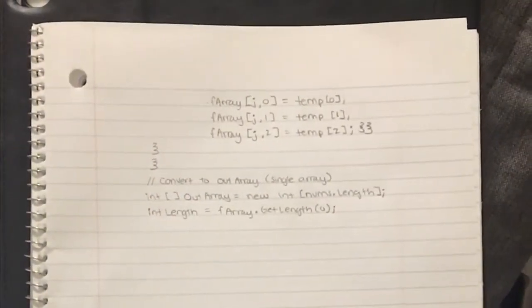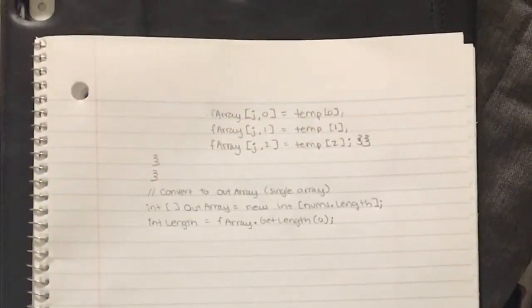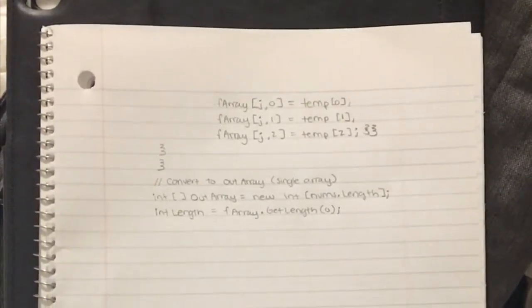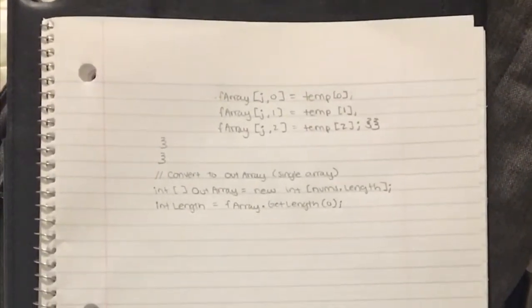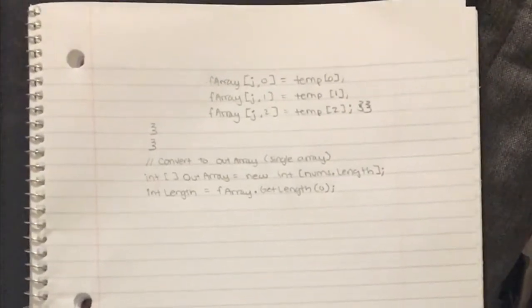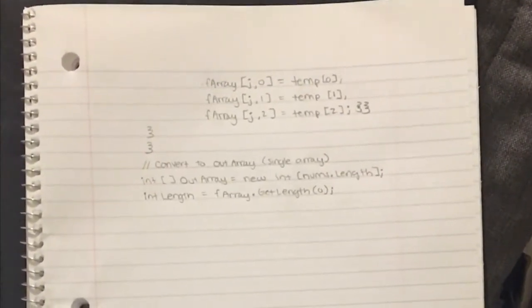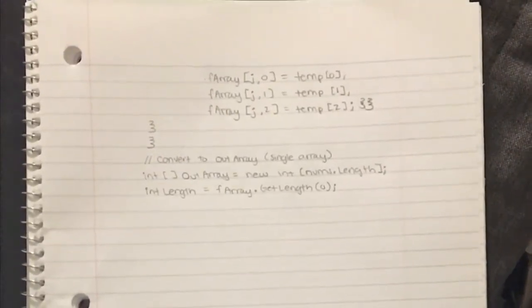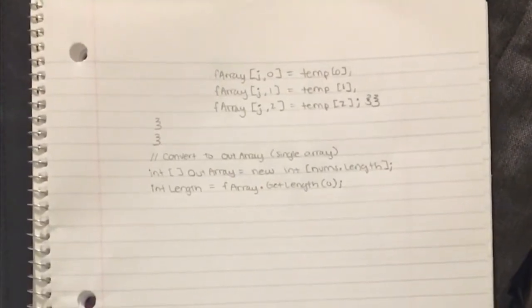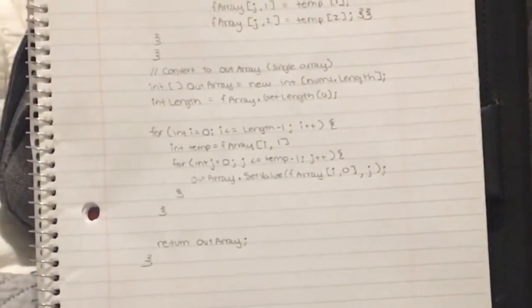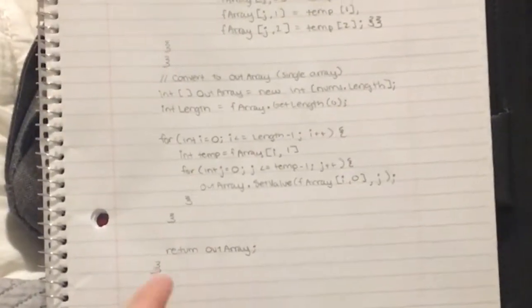Now I have created my out array, which is going to be the same length as my input array because there will be the same amount of numbers as came in. I also created a variable length just to make it easier in my upcoming loops because the array's getLength of 0, which is the number of rows that I have in my 2D array, is just really long to write. Okay, and now we are going to be converting our 2D array into our output array.